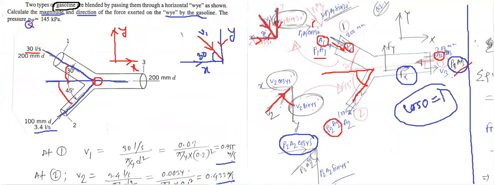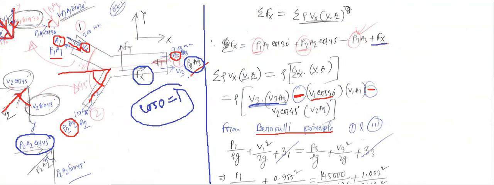You see the pressure P3, it is given 145 kPa. So this is given. So now what we will do is implement the Bernoulli principle for section 1 and section 2. The Bernoulli principle is P/ρg + V²/2g + z, this is the elevation, equals P3/ρg + V3²/2g + z3. So let's say this is in the same elevation.